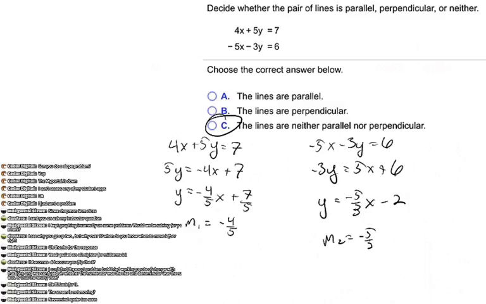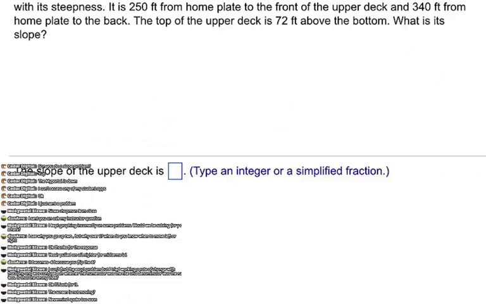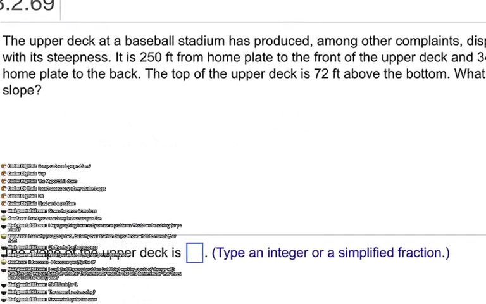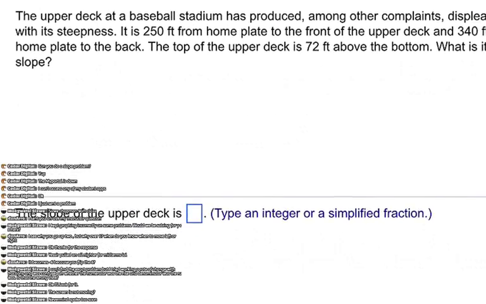All right, so moving on to question 5. It says the upper deck at a baseball stadium has produced, among other complaints, displeasure with its steepness. Okay, let's pull this up. We got a picture. Yeah, we should probably use that. So what I think I will do, let me try to make this like that.